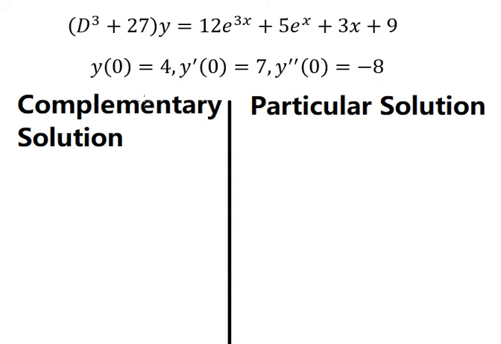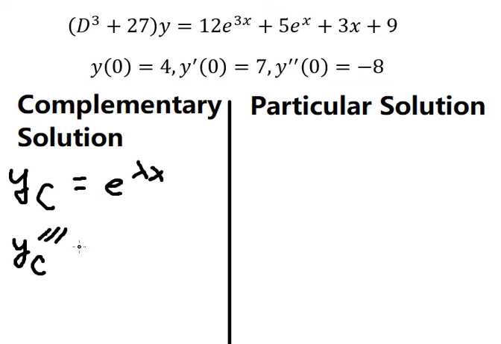So about this one, I will put yc equals e to the power of lambda s. So this one is about y. That means we have 27y. This one is about the third derivative of y. So we need to do the third derivative of this one. You get lambda to the power of 3 e to the power of lambda s.